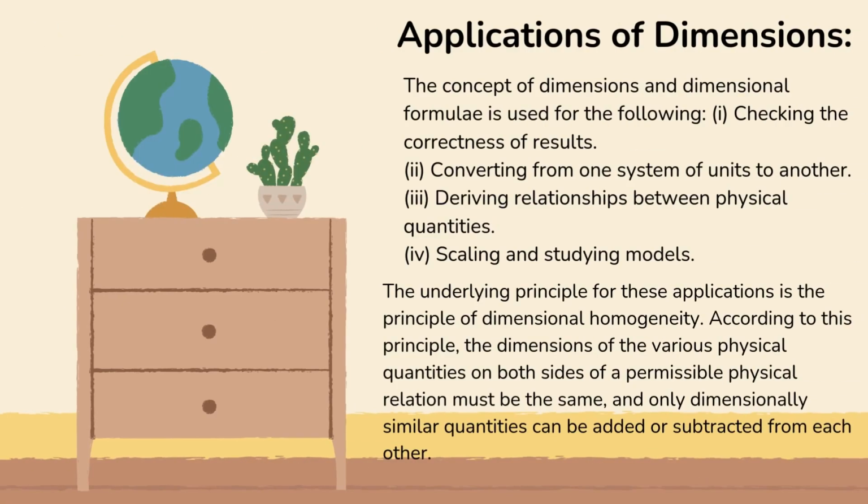The concept of dimensions and dimensional formulae is used for the following. 1. Checking the correctness of results. 2. Converting from one system of units to another. 3. Deriving relationships between physical quantities. 4. Scaling and studying models. The underlying principle for these applications is the principle of dimensional homogeneity. According to this principle, the dimensions of the various physical quantities on both sides of a permissible physical relation must be the same, and only dimensionally similar quantities can be added or subtracted from each other.